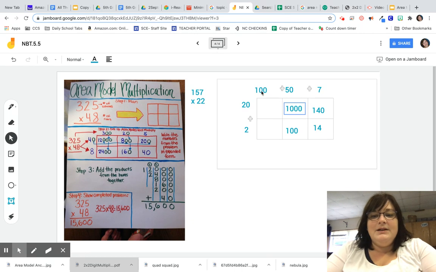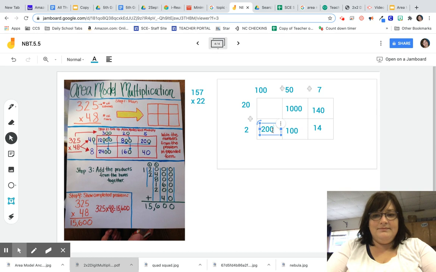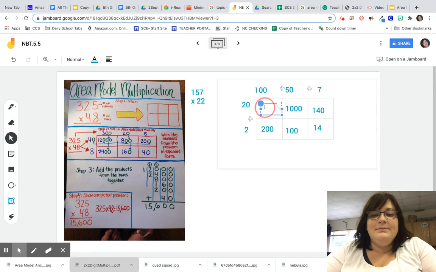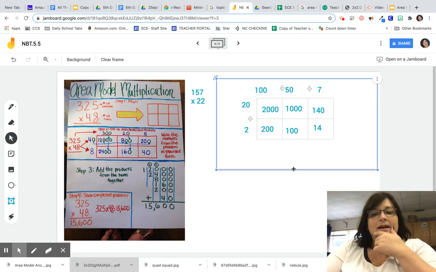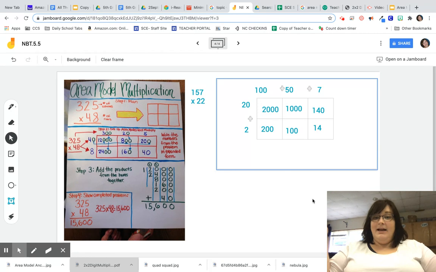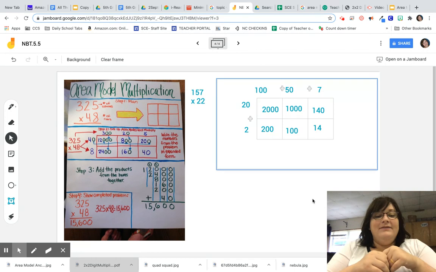Moving on, going to go to my hundreds place. 100 times 2, that was an easy one. It's 200. And 100 times 20 is 2,000. All right, we're done, right? No. What do we have to do now? If you look over here at our anchor chart, we're done with step 1. We're done with step 2. Now we need to move on to step 3. We need to add the products from the boxes together.